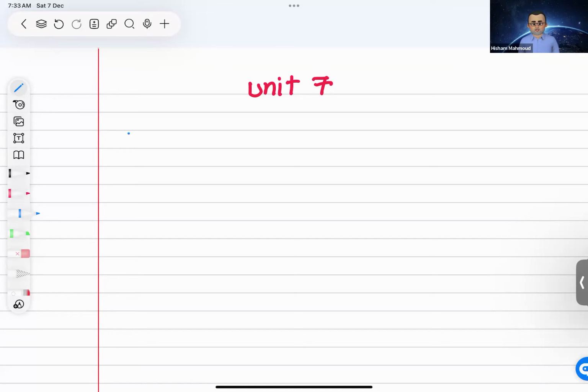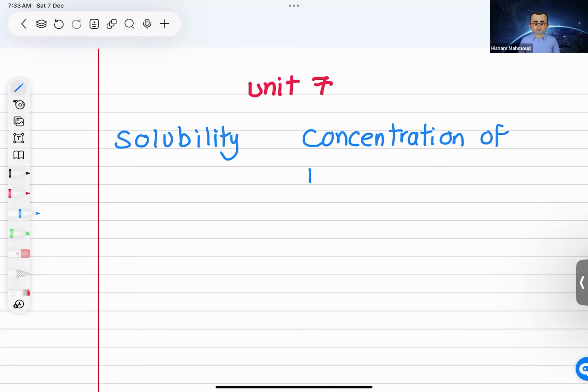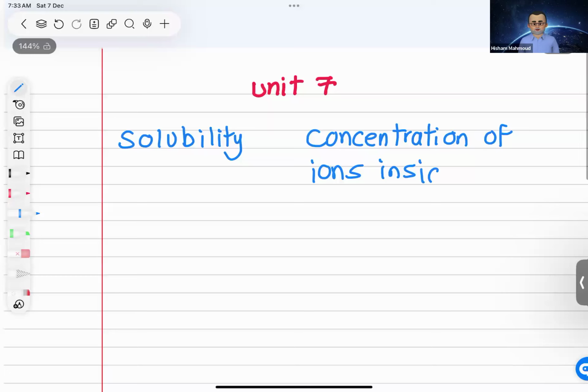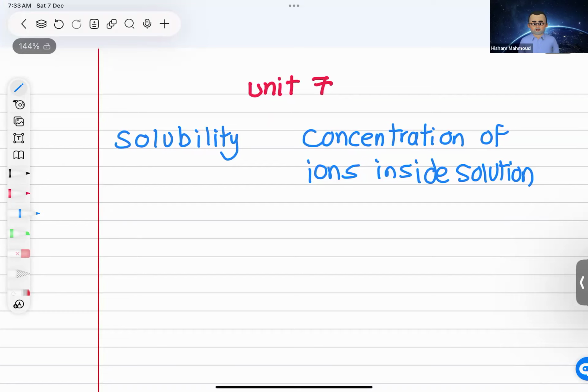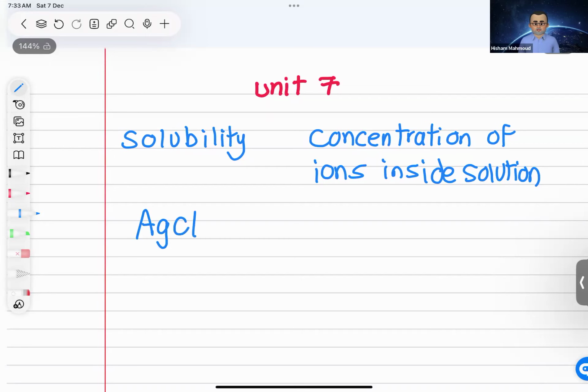Last time we said that the solubility is the concentration of ions inside the solution. So if you have a solution of silver chloride and you want to know its solubility, you need to know what is the concentration of the silver ions and the chloride ions in this solution.